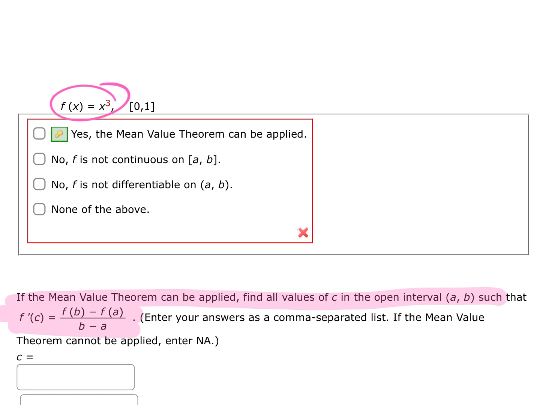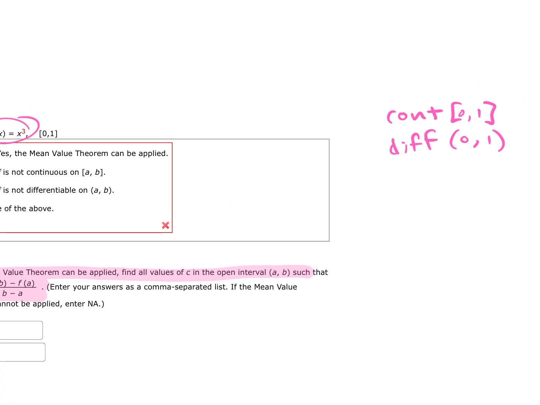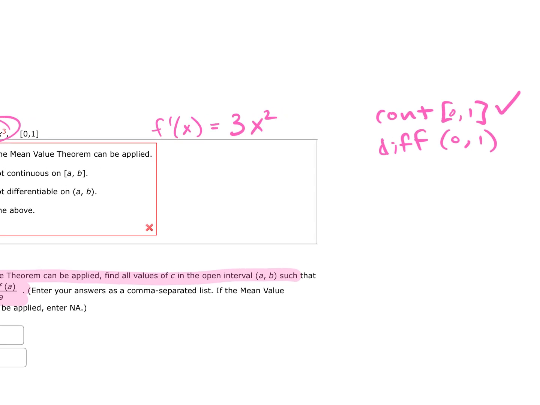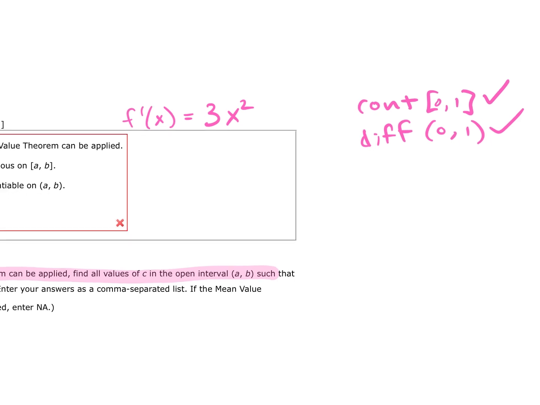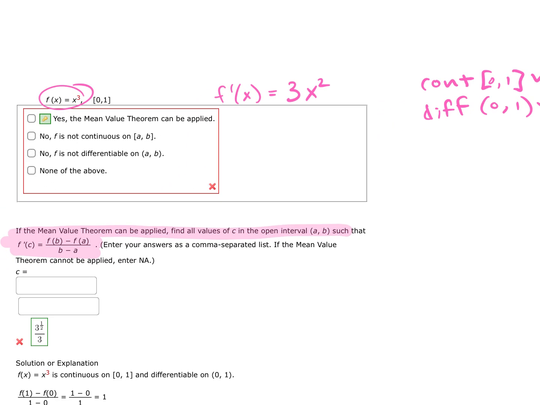To find if it is continuous, let's look at our function. Is x cubed continuous? Yeah, we don't have a fraction, we don't have a square root, so it's continuous. Let's take the derivative and see if our derivative is continuous. Our derivative would be 3x squared. Is our derivative continuous? Yeah, so then it would be differentiable. Because it's continuous and differentiable, we can use the mean value theorem.